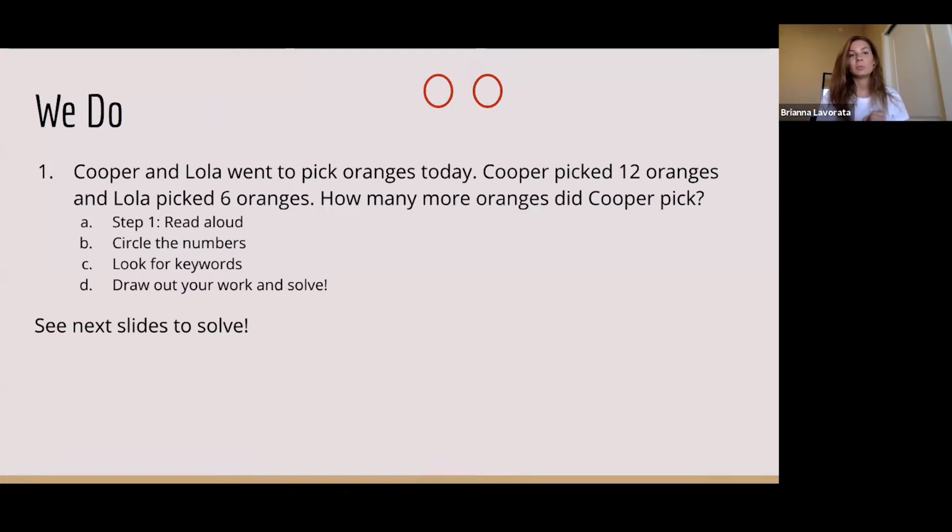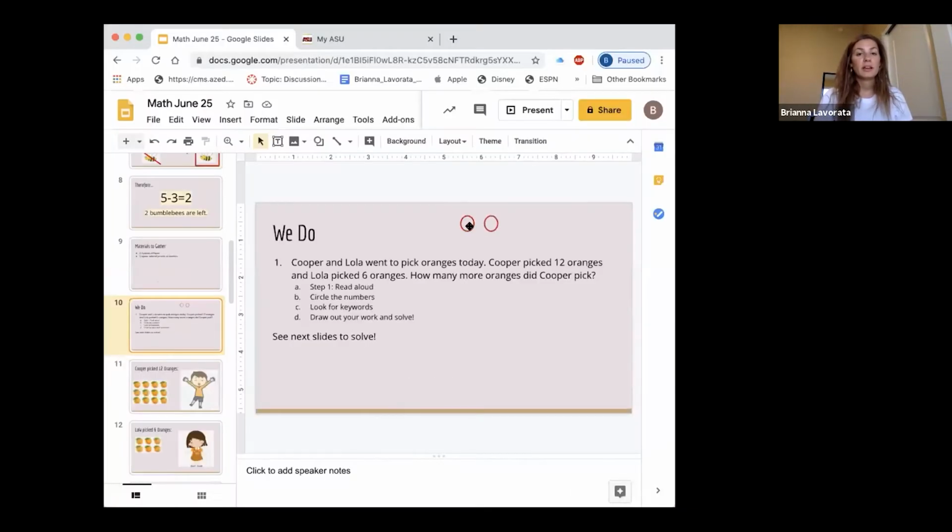It says, Cooper and Lola went to pick oranges today. Cooper picked 12 oranges and Lola picked 6 oranges. How many more oranges did Cooper pick? So first we read our problem aloud. Now we're going to go ahead and circle those numbers. So I have my red circle here. I see the number 12. I also see the number 6.